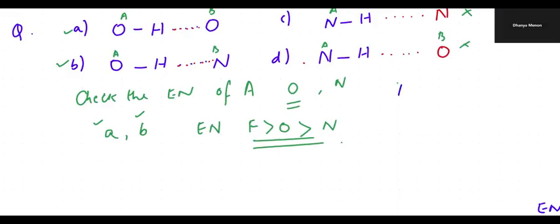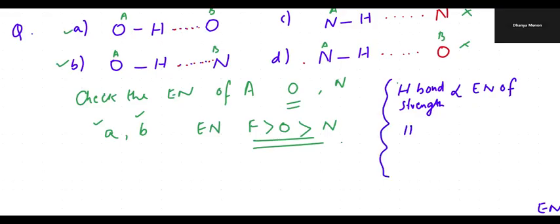Hydrogen bond strength is directly proportional to the electronegativity of atom A. Another necessary condition is that hydrogen bond strength is inversely proportional to the electronegativity of B.